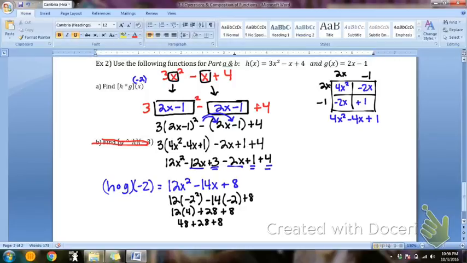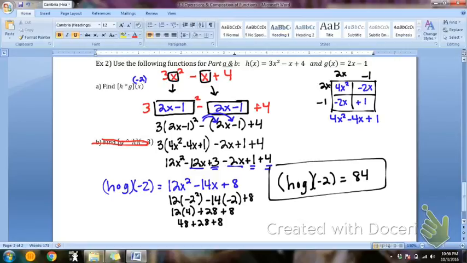Okay, so 48 plus 28 is 76. And 76 plus 8 is 84. So I should have h of g of negative 2 equals 84. This would be my final answer.